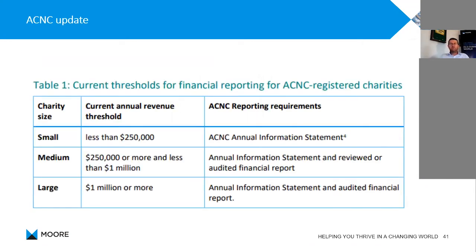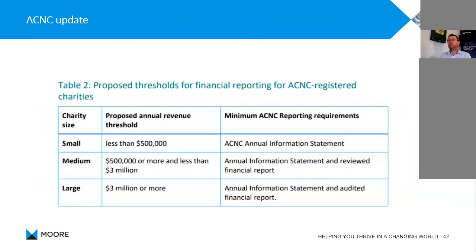So currently the thresholds are: a small charity is less than $250,000, a medium charity is between $250,000 and $1 million, and a large is $1 million and over. And you can see there you have different reporting requirements. So obviously at the small level, some pretty basic reporting requirements. Medium and large both have to prepare a financial report, but the medium can have that report reviewed.